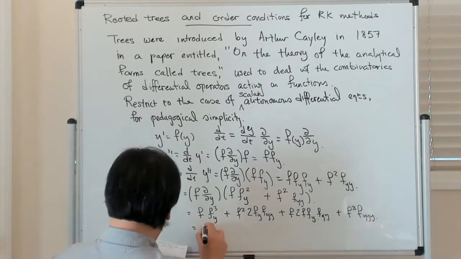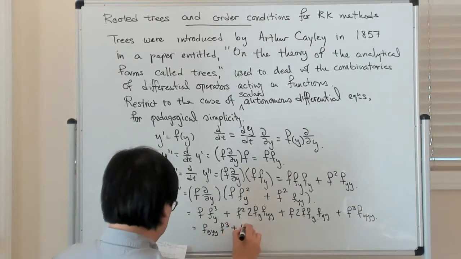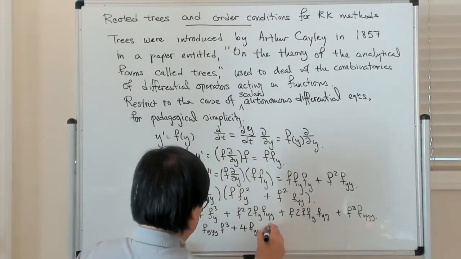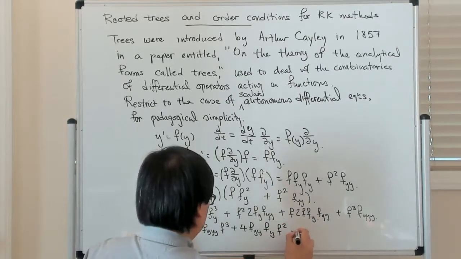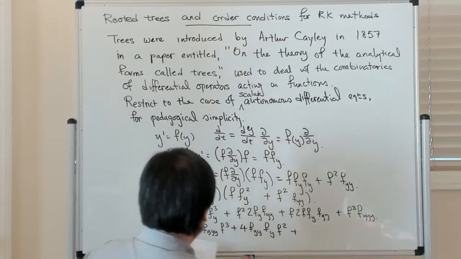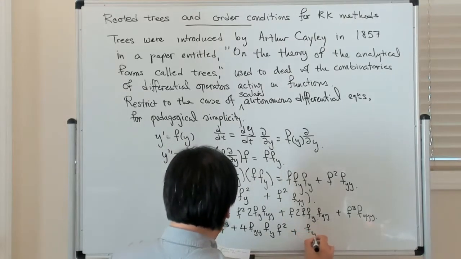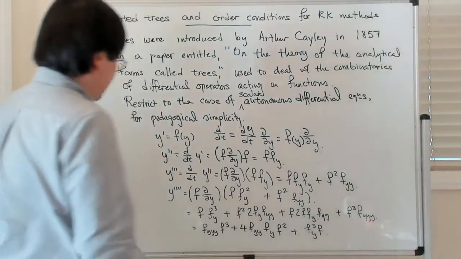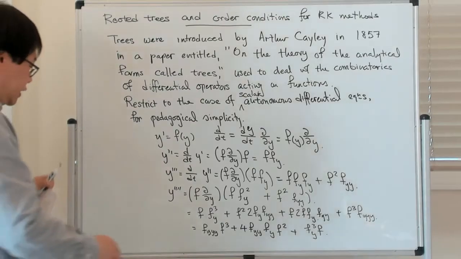So that's fyyy f cubed plus 4 times fyy fy f squared plus this term here, f fy cubed. Okay, so now I'm going to try to introduce a little bit of notation, and we'll see how you can then think of these operators.